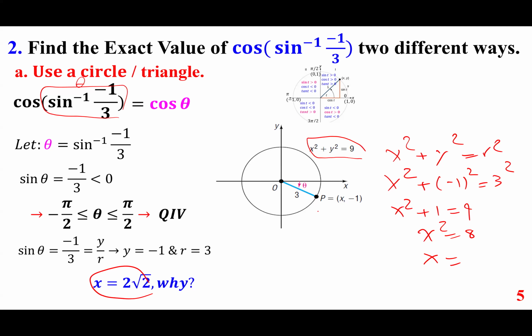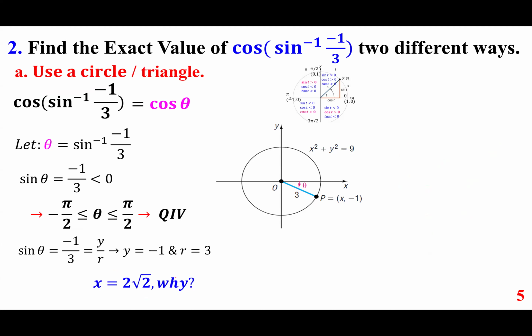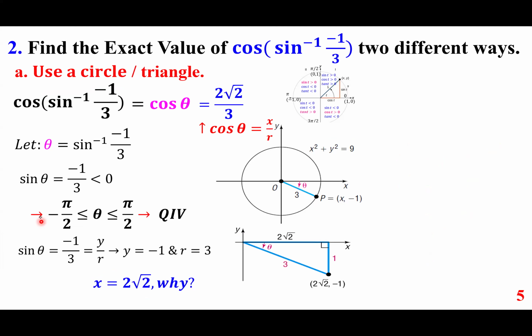I'm going to erase my work. And we know cosine is x over r. So it must be 2 square root of 2 over 3. By the way, we are blowing this up so it becomes clear. This is theta, this is 3. This has coordinates 2 square root of 2, -1. And so this distance is 2 square root of 2.